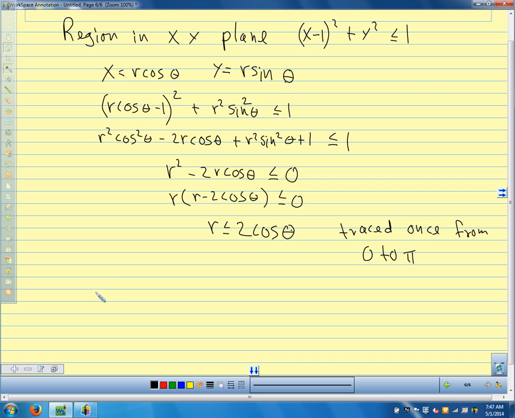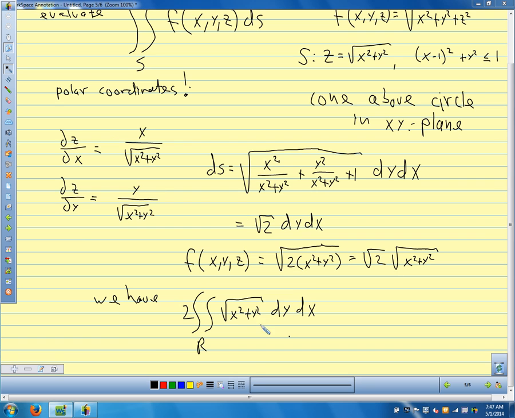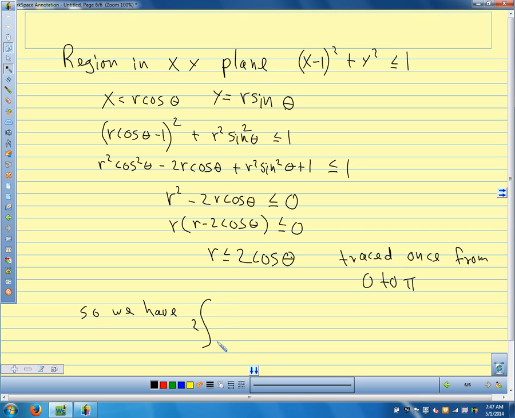So finally, our double integral, back up here really quickly, was the integral of 2 square root of x squared plus y squared dy dx. We're going to change that to polar coordinates. So 2, theta is going from 0 to pi. Our radius is going from 0 to 2 cosine theta. The square root of x squared plus y squared is r, and then in polar coordinates we have an r dr d theta. So that's our integral.